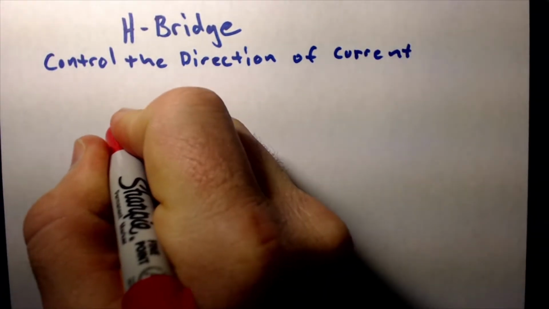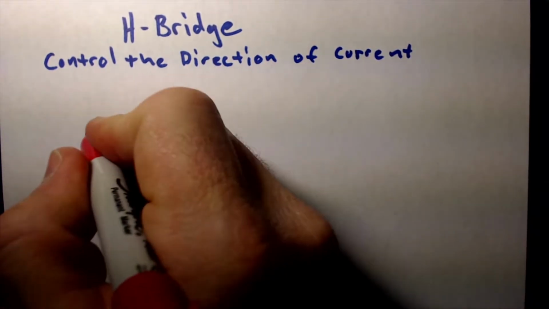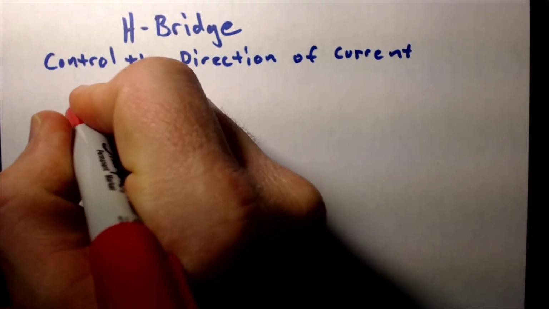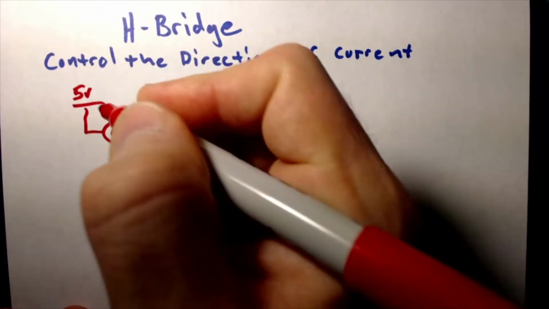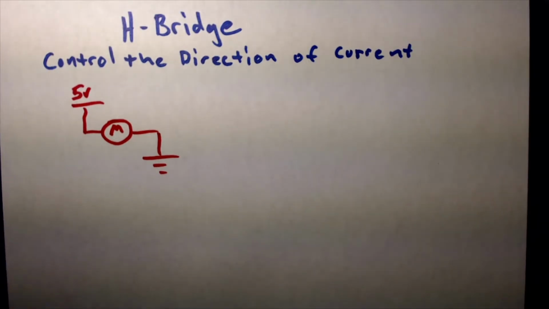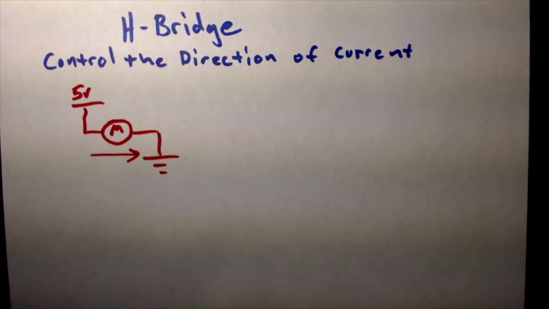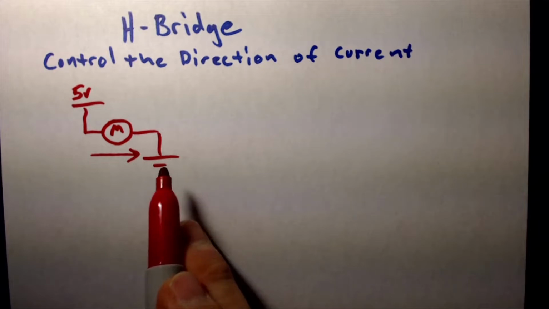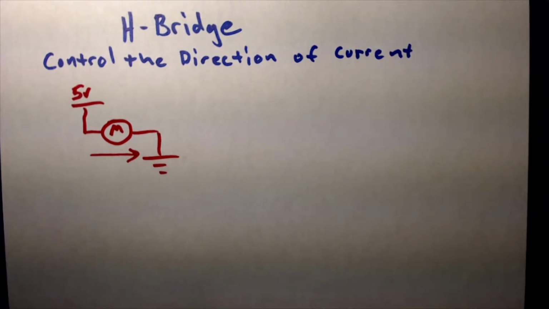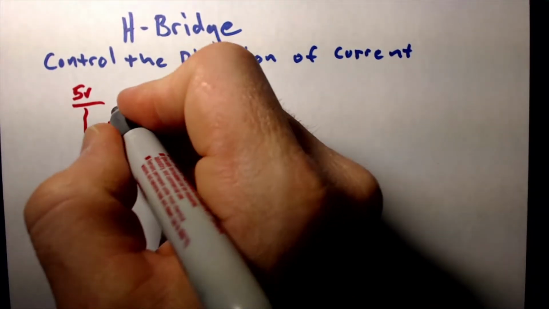All right, and let's do this. Circle with an M gives us a motor. And I'm going to take one side, attach it to, let's just stick with 5 volts for now. Take the other side and attach it to ground. Well, which way is my current going to go through this motor? It's going to go to the right, from higher voltage to lower voltage. And let's just say that if the current goes to the right, my motor is going to turn clockwise.